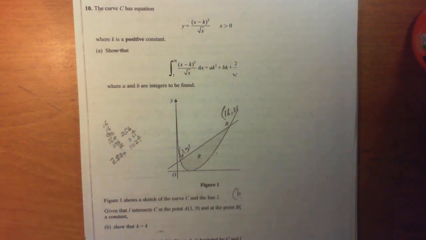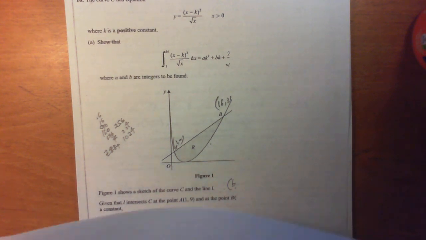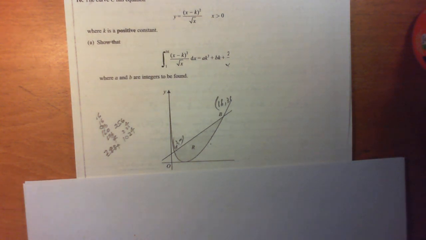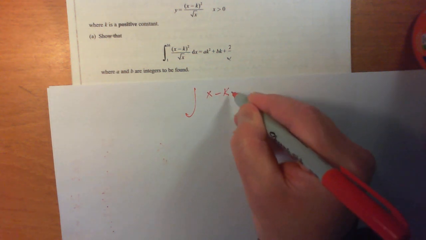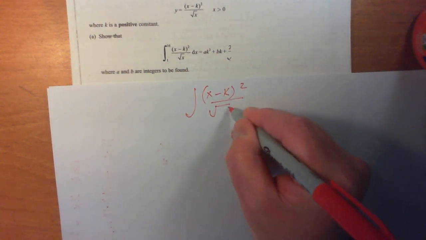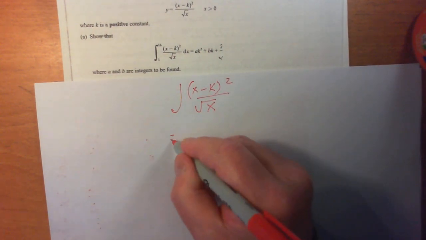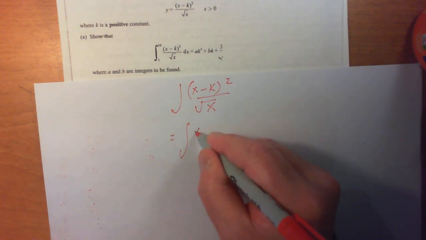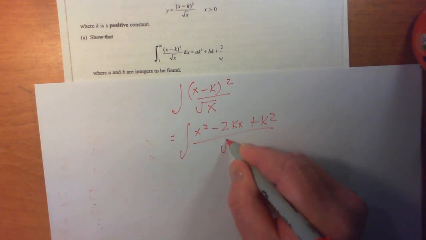Right. Now this is a calculus question, which in one sense is fairly straightforward, but you always have to be a bit careful. So first off, it involves an integration. So you want the integral of x minus k squared over square root of x. So this looks complicated, but really you need to just simplify it out first. So it becomes x squared minus 2kx plus k squared over square root of x.